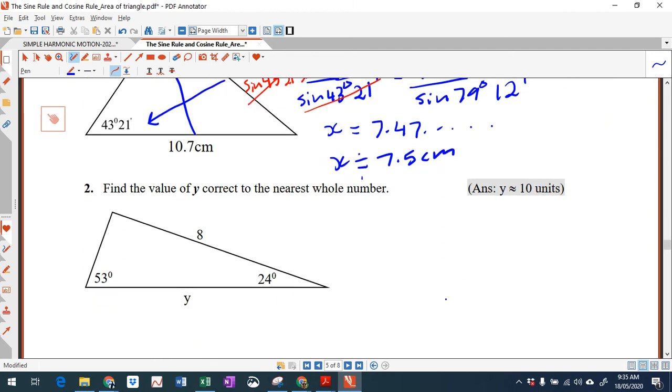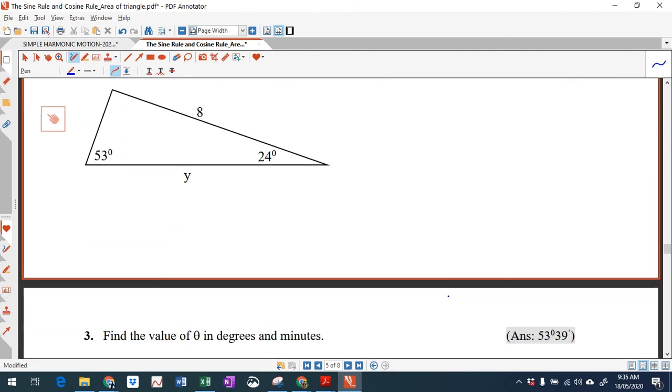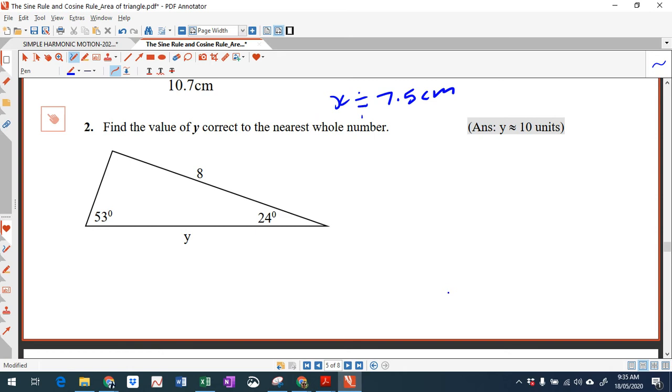Now you can pause the video if you want to try question number 2 by yourself. Again, I'll just write the sine rule down. I'm finding an unknown side here. a over sine A equals b over sine B. You only ever use 2 parts of the sine rule. And y is my unknown side.